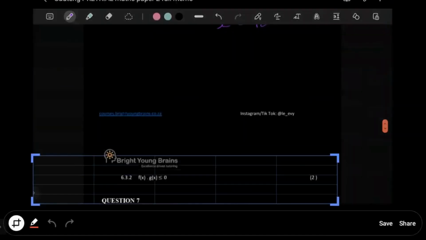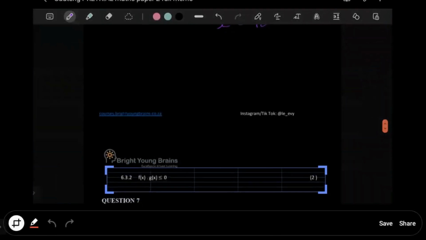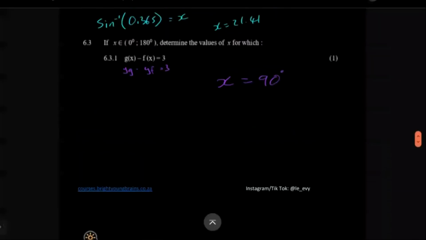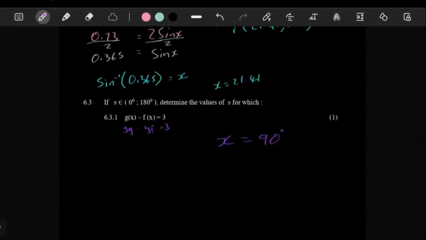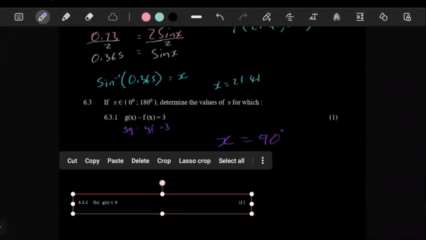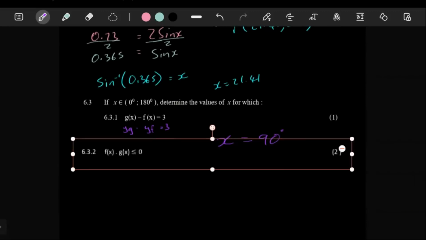Hey, let's finish this question then. So for 2 marks, right? Let's see what they're asking us to do here. They're asking us to work out where f of x multiplied by g of x is going to be smaller than 0. They're asking where this expression is going to be smaller than 0.